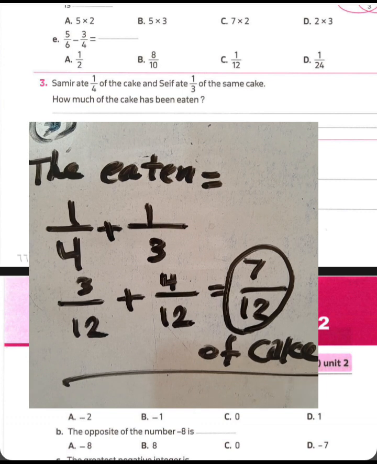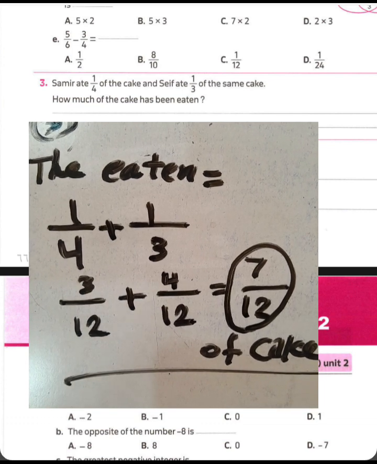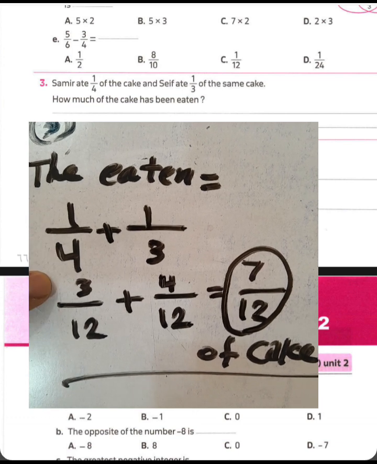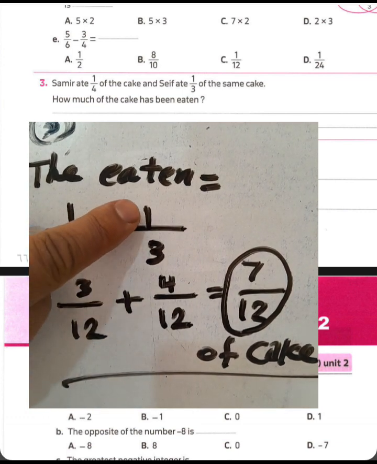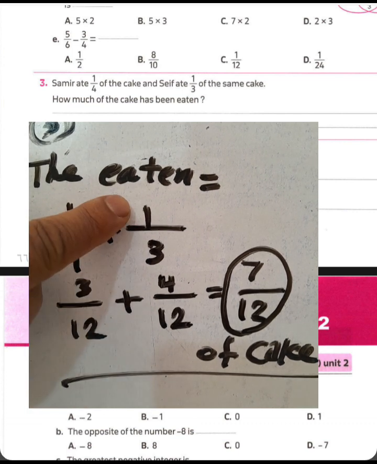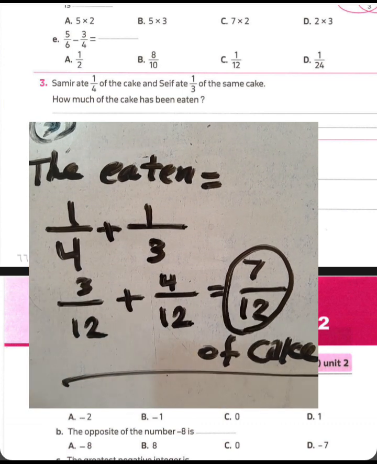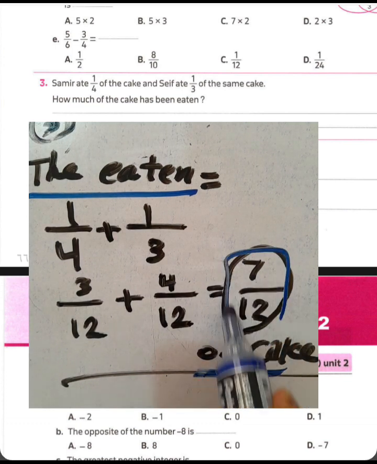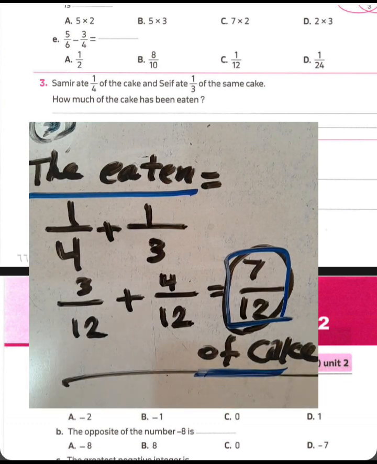Okay. Again, the eaten equals a fourth plus a third. We can find the least common multiple between the two denominators here. 4 and 3, 12 can be divided by 4 and 3. Then the least common multiple between 4 and 3 equals 12. 3 times 4 equals 12, 1 times 3 equals 3, 4 times 3 equals 12, 1 times 4 equals 4, 3 plus 4 equals 7. The result will be 7 over 12 of the cake. Then the eaten equals 7 over 12 of the cake. Understood?